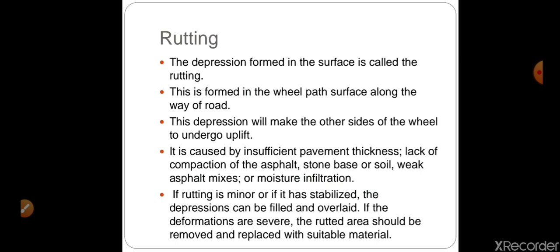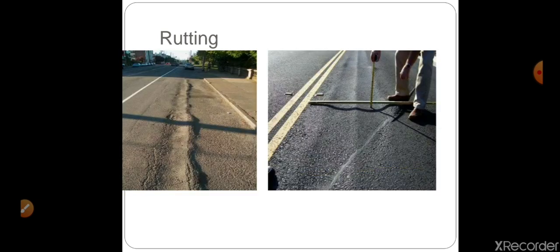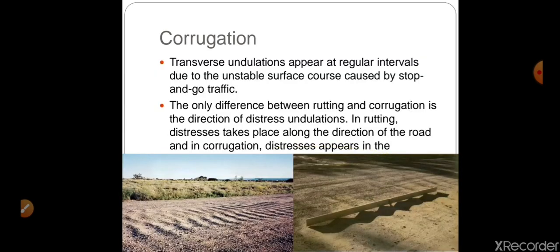If the rutting is minor, it has to be stabilized. The depression can be filled and overlaid. If the deformations are severe, then the rutted area should be removed and replaced with a suitable material. So, this is all about rutting. You can see how much depression you can find on the pavement surface. This is too much.